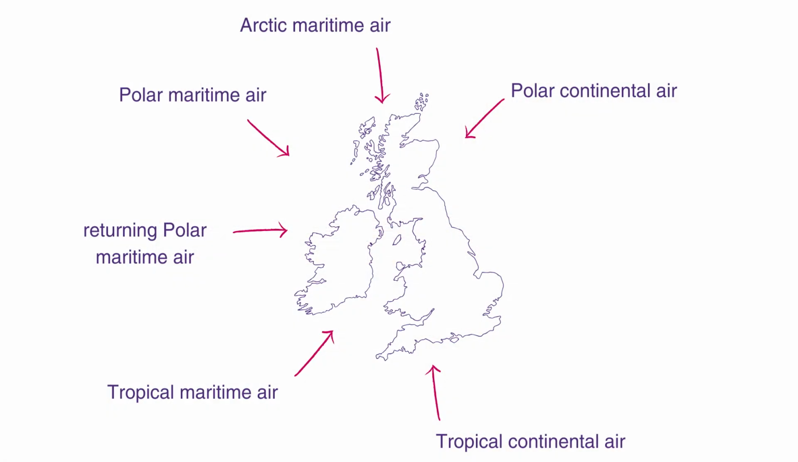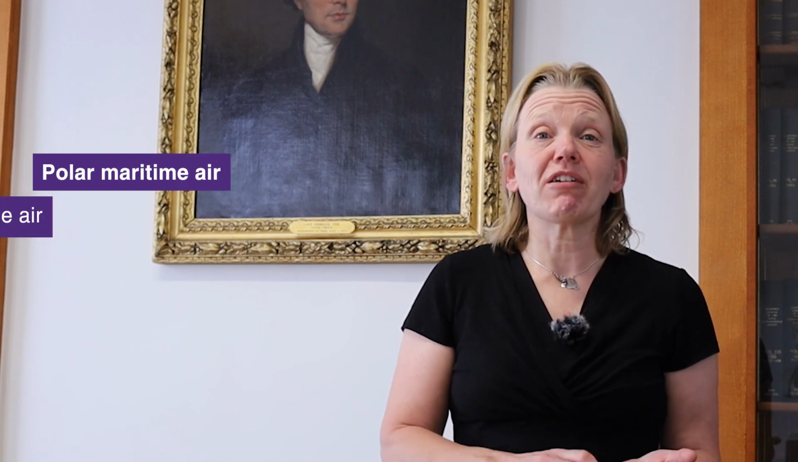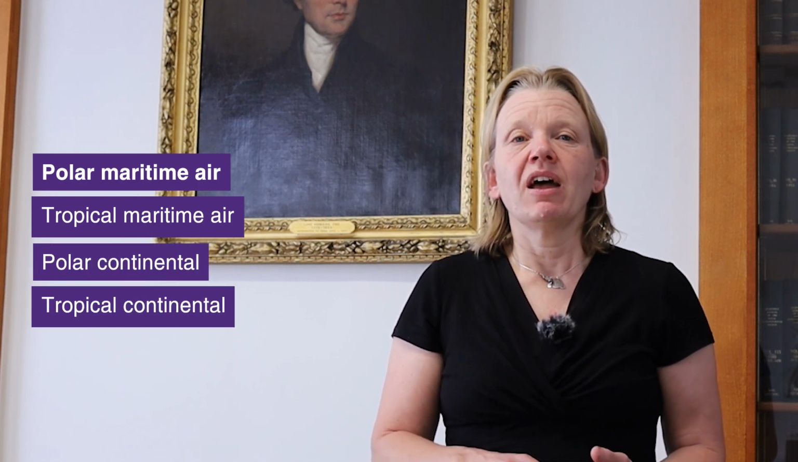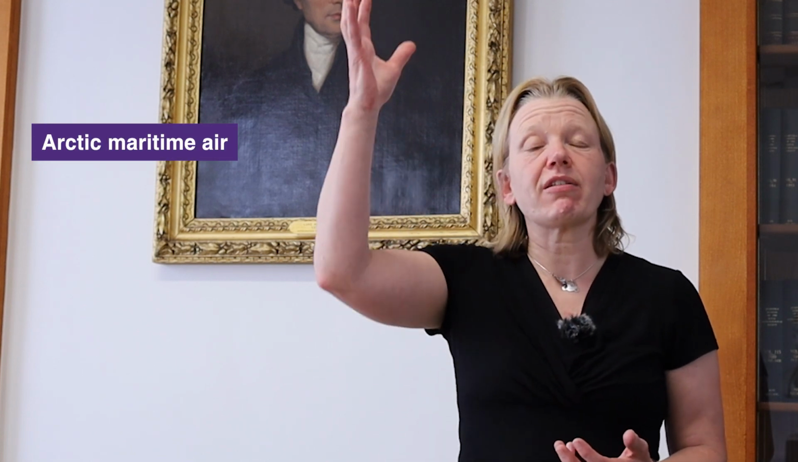Teaching about air masses usually starts with this diagram, showing that the air can approach the UK from pretty much any direction, and that the characteristics of the air depend on where it has come from. There are six air masses which can affect the weather in the UK. Polar maritime air is the most common, but we can also experience tropical maritime, polar continental, and tropical continental air. The UK sometimes also gets Arctic maritime air, which has travelled straight south from the Arctic. It's extreme polar maritime air, basically.